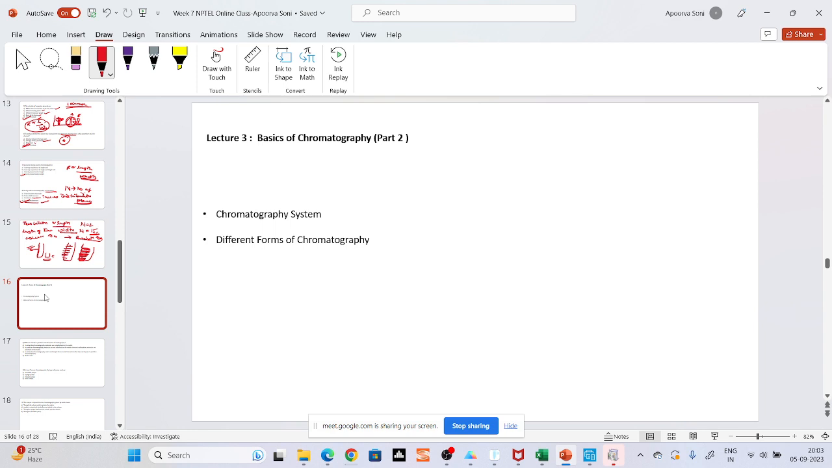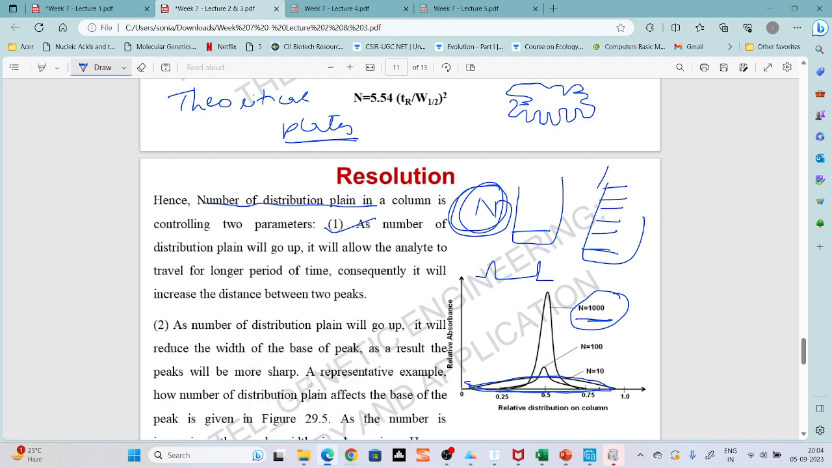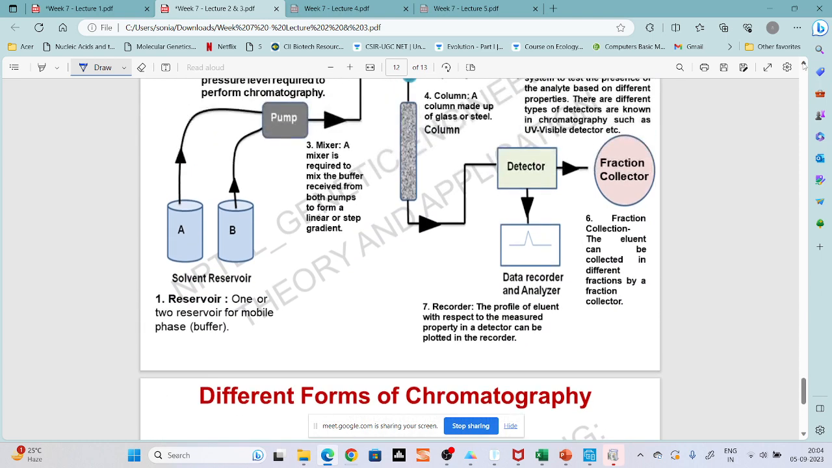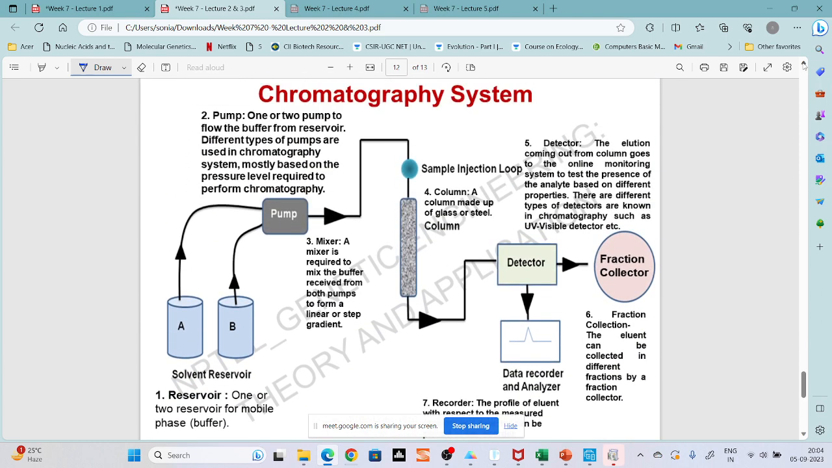basics of chromatography. So here, in this chapter, we have studied about the chromatography system and the different forms of chromatography. Fine. So very quickly, we'll see how the chromatography system works. Basically, you have a reservoir. Reservoir means reservoir of the mobile phases. This is the column.